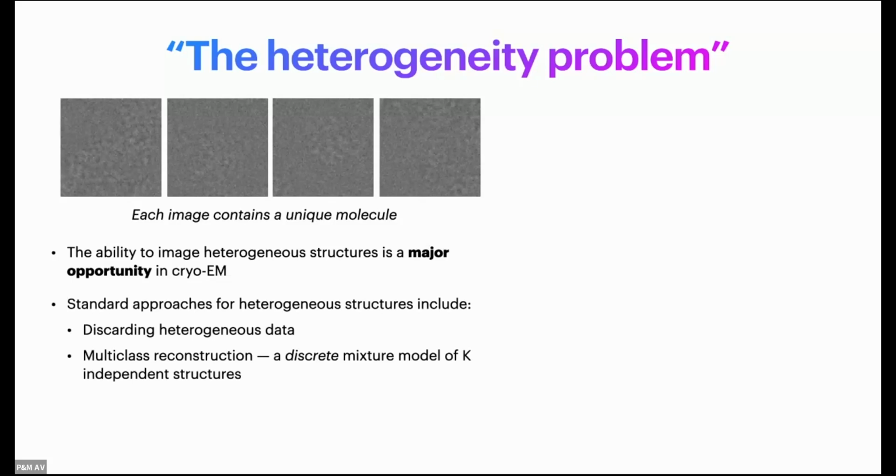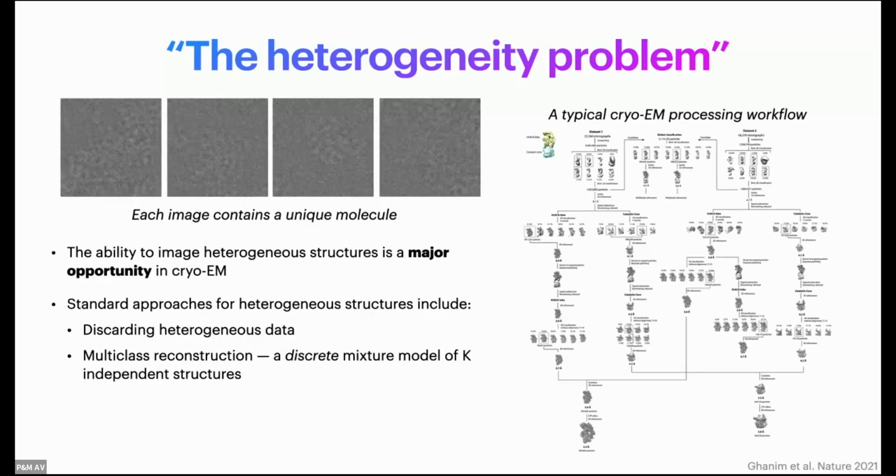And so the standard approaches for dealing with heterogeneous data include discarding or ad hoc filtering-based approaches. And then really the workhorse is something called 3D classification or multi-class reconstruction, where we model this image formation model as originating from a discrete mixture of K independent voxel arrays or K independent structures. A typical cryo-EM processing workflow might look something like this, where at the beginning you have millions of images that you've collected and particle picked from your electron microscope.